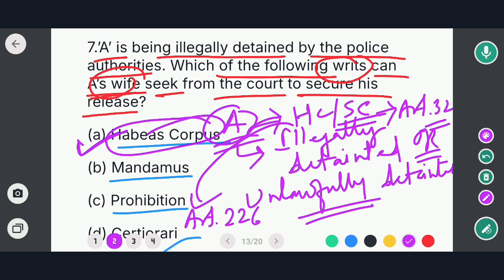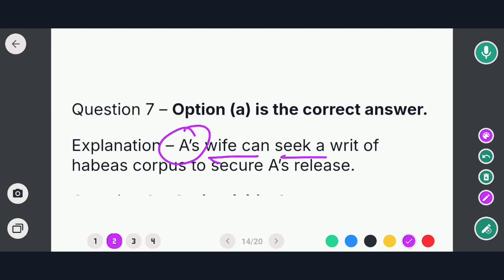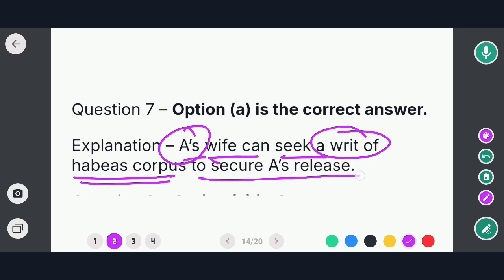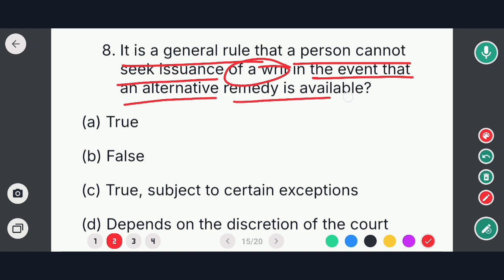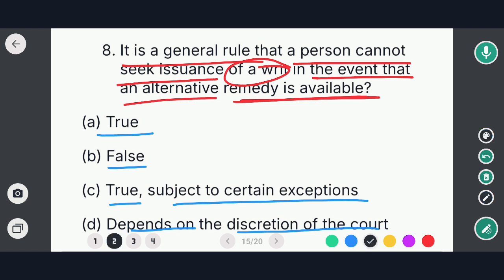So now let's read the explanation for better understanding. Wife can seek a writ of habeas corpus to secure his release. Okay, so in this case, option A would be the correct answer. So now move to the next question. Next question is, it is a general rule that a person cannot seek issuance of writ in the event that an alternative remedy is available. The options are true, false, true subject to certain exceptions, and depends on the discretion of the court. So in this case, the correct option would be C.